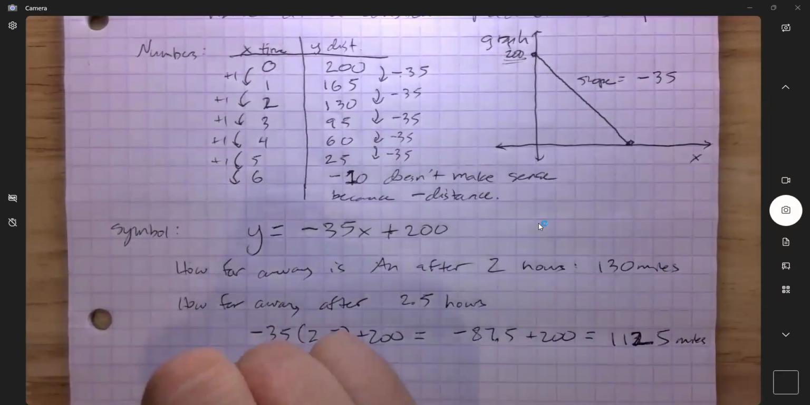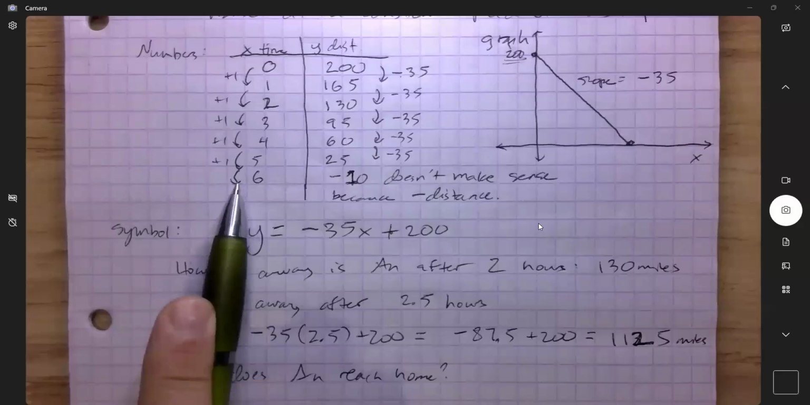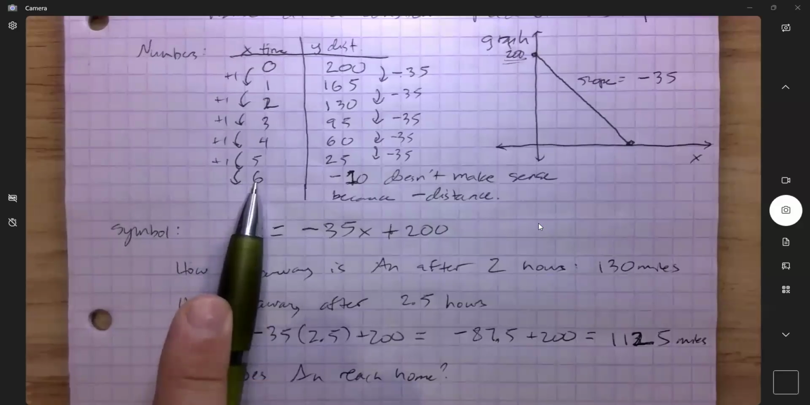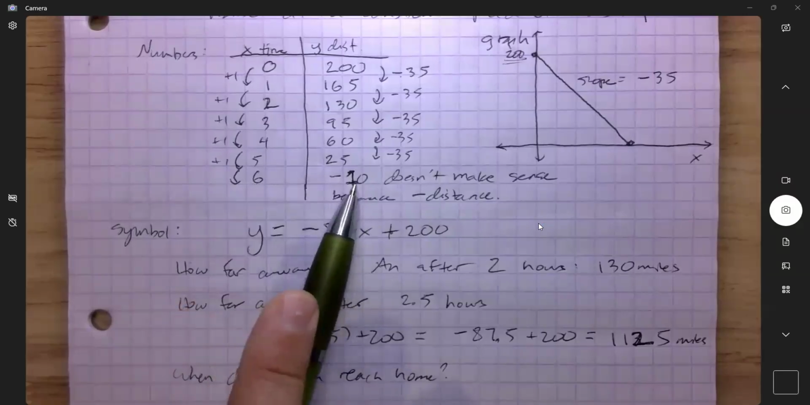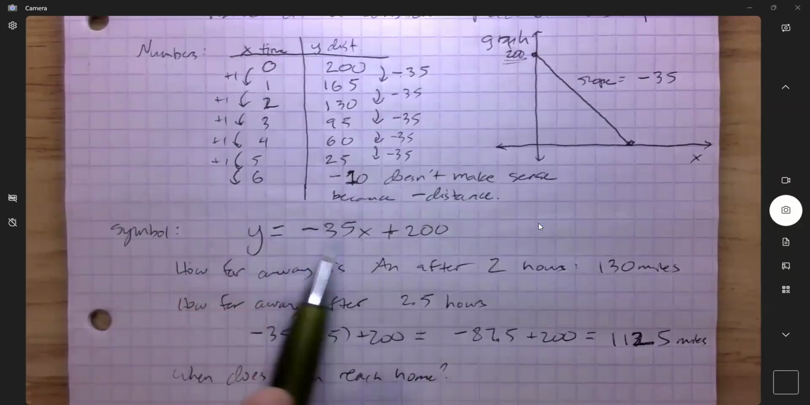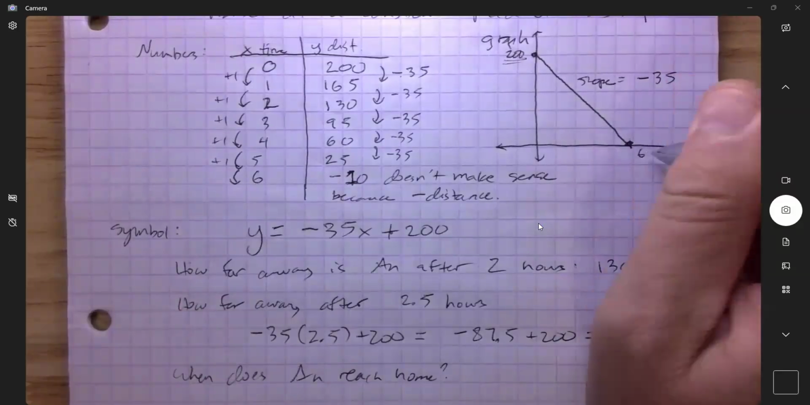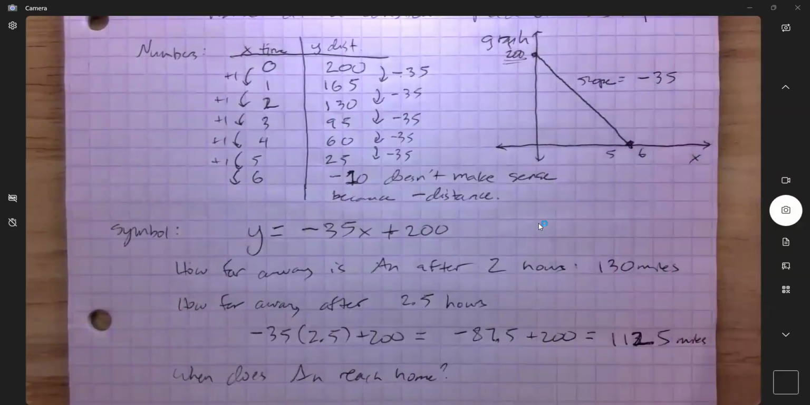And when does Anne reach home? Well, I know it's going to be less than 6 hours, because the table shows me that by the time I get to 6 hours, the output seems to be negative, which doesn't make sense. So it should be less than 6 hours. And if I use Desmos to graph this function, I would see that this point right here is somewhere between the 5 and the 6.